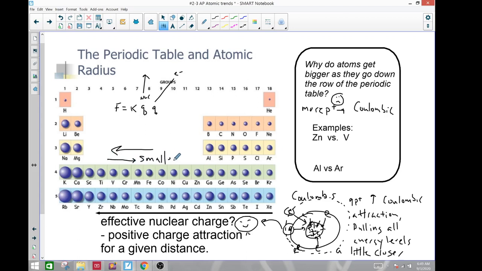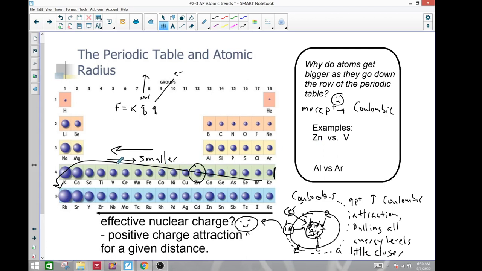because I'm adding more protons and I have more Coulombic attraction, tightening it down. But then all of a sudden the energy level gets full and I pop up here and boom, I get a bigger energy level because I opened up a new shell, okay? So you might say zinc, which is located right here. First thing I do with any of these problems, I find them on the periodic table and I start analyzing what's going on with these elements.